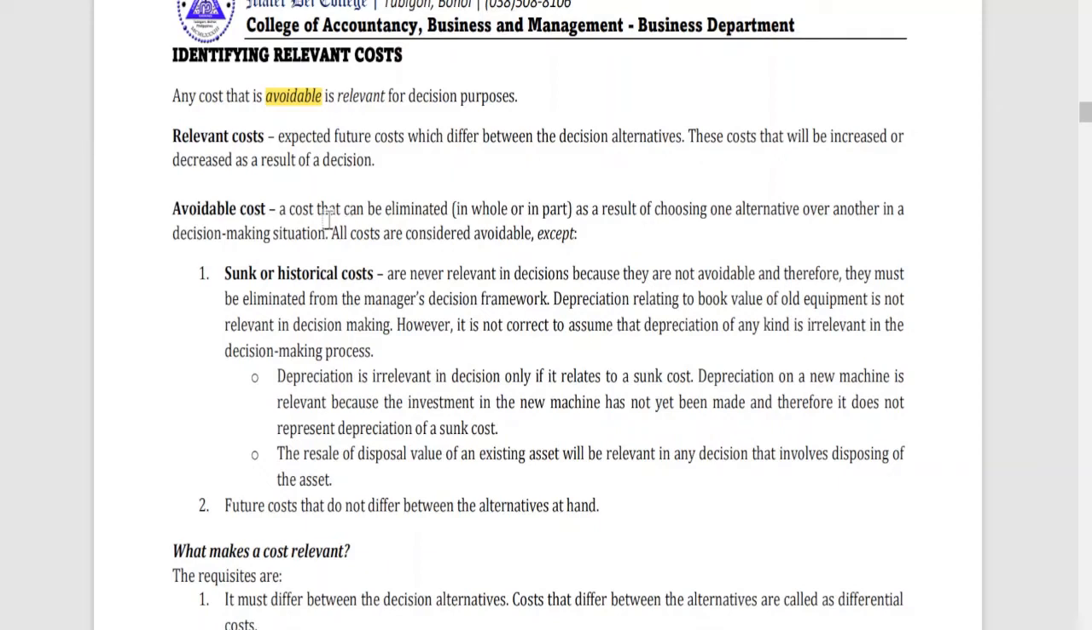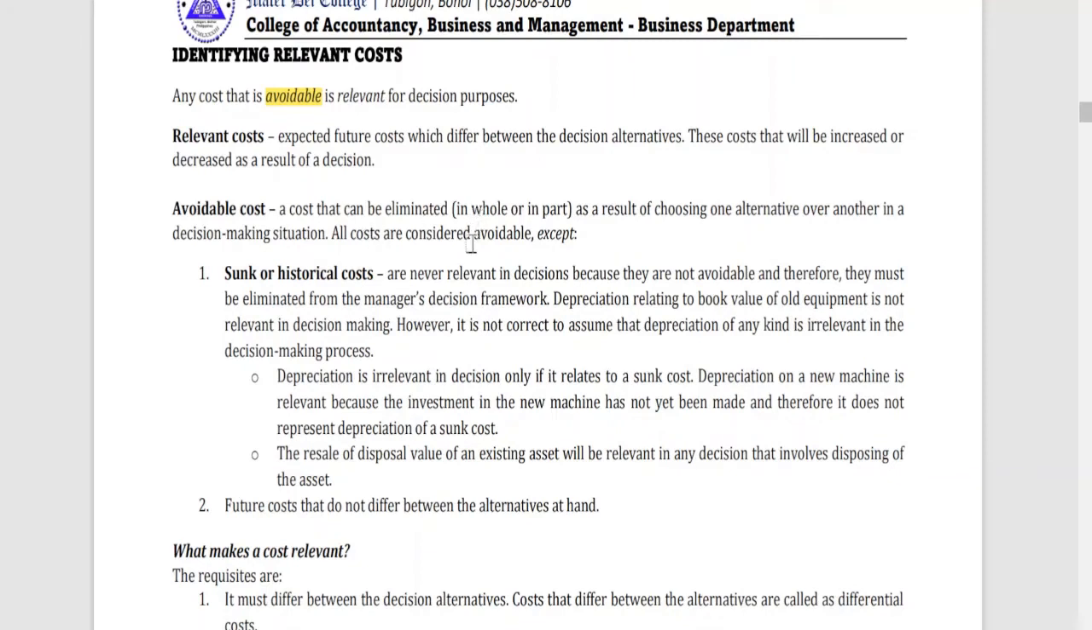So meaning, if I have alternative A as opposed to alternative B, if in alternative A I will incur this cost, but in alternative B I will not incur that cost, I can avoid that cost. Then therefore, that particular cost in alternative A is relevant, because it is avoidable.